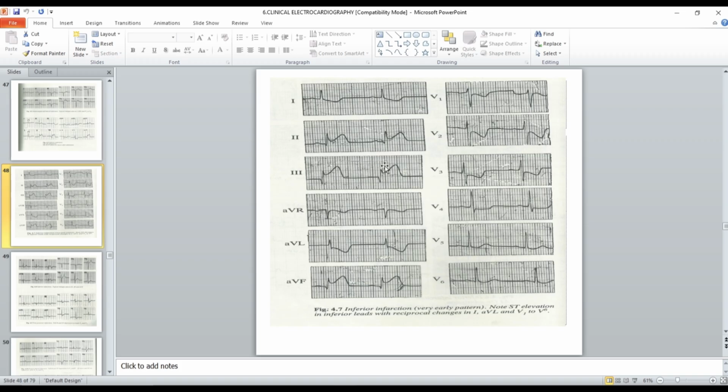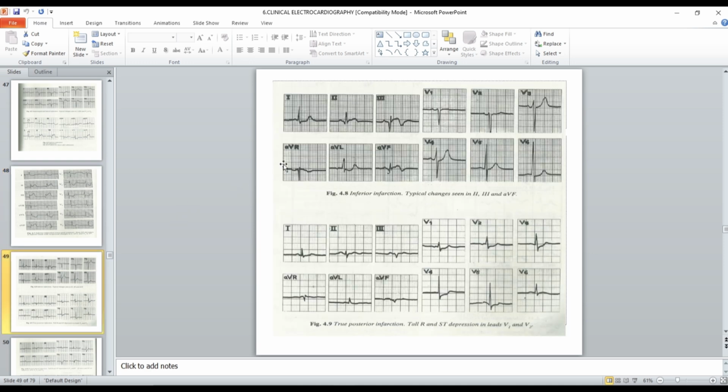Again, inferior infarction, typical ST elevation in 2, 3, and AVF, and reciprocal changes in the anterior leads. Reciprocal means ST depression in the reciprocal leads. Again, this is inferior infarction, ST elevation in 3 and AVF and downwards. This is true posterior infarction. There is presence of R wave in V1 and V2 and ST depression. This is the sign of true posterior infarction.